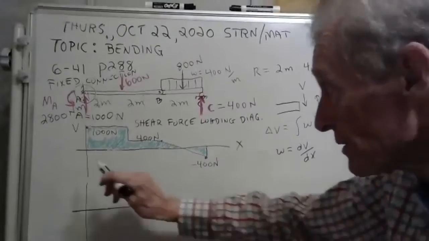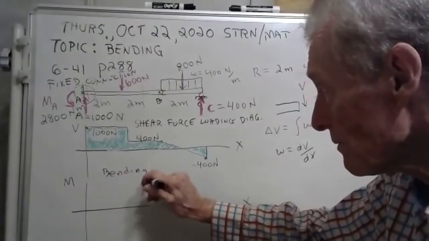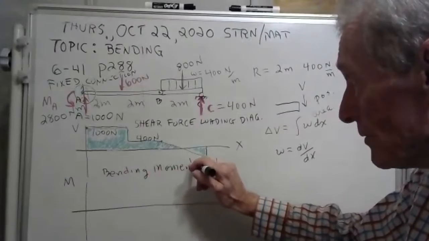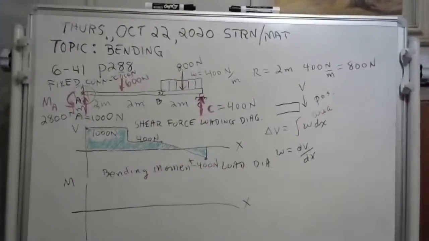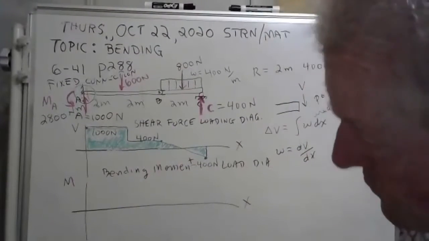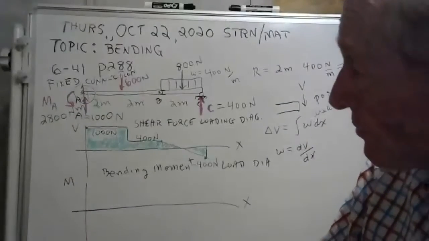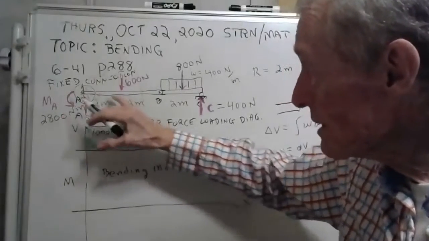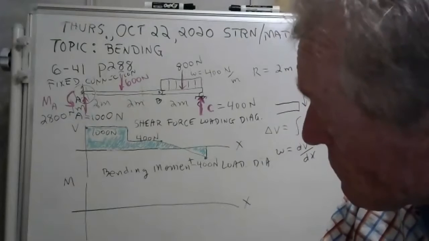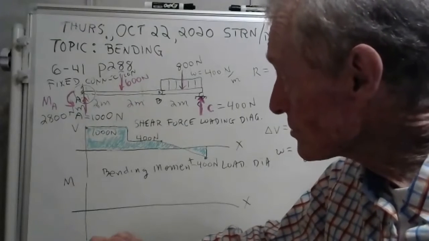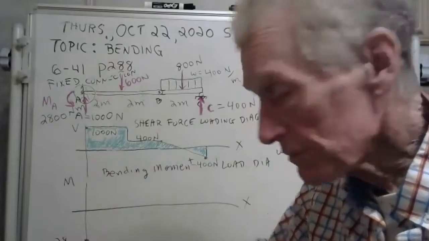Now we're going to do the bending moment loading diagram. This thing here is going to be the bending moment loading diagram. Well, if you come over here to this fixed connection, there's an external moment going counterclockwise. So inside this beam, you're going to have an internal bending moment that's going clockwise. Well, that's negative. Clockwise is negative. So what you got here is a negative 2,800.